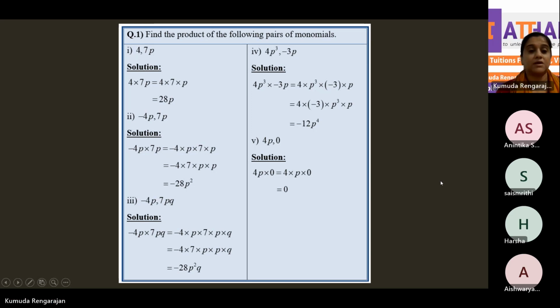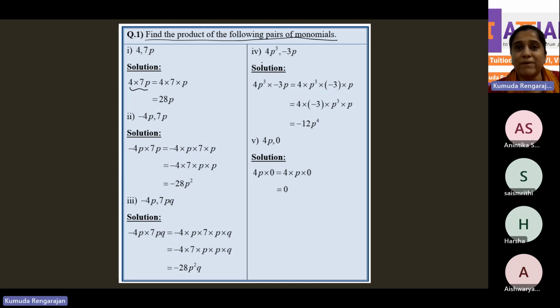Yeah, children. So I'll just tell you this first one. Multiply. See, the heading is find the product of the following pairs of monomials. Pairs of monomials. Monomials meaning single term. Pair meaning there are 2 monomials. Following pairs of monomials. Monomial is a single term. Pair of monomials meaning 2 monomials.